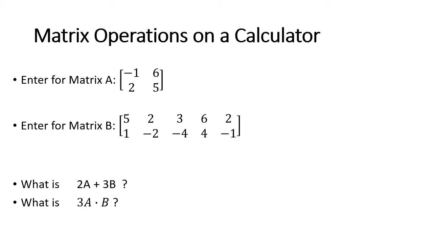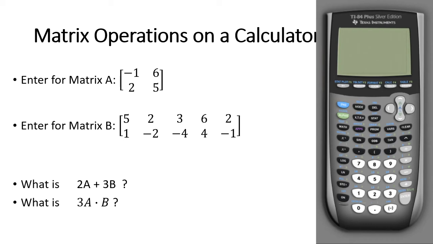So last step here is we're going to talk about how you do this on a calculator. Matrix multiplication and matrix operations in general on a calculator are very simple, and that's kind of where we're going with this. On a graphing calculator, you go into matrix, which is second, and then this x to the negative first.